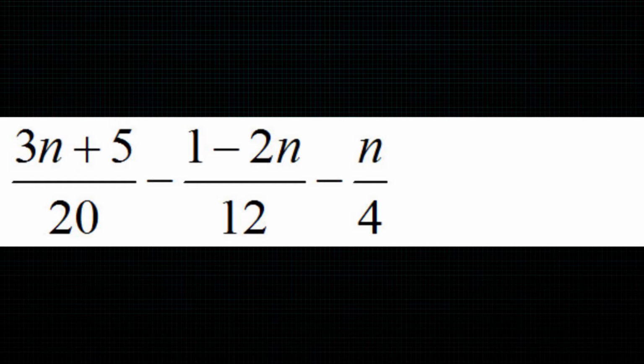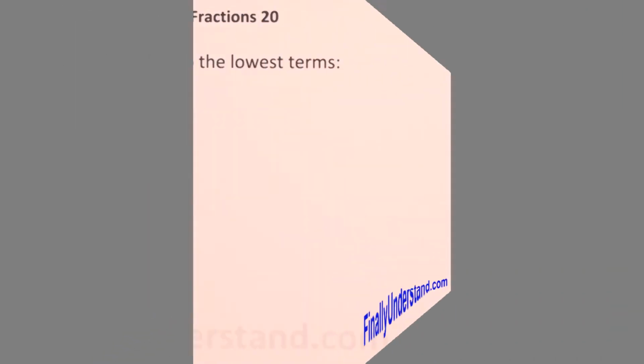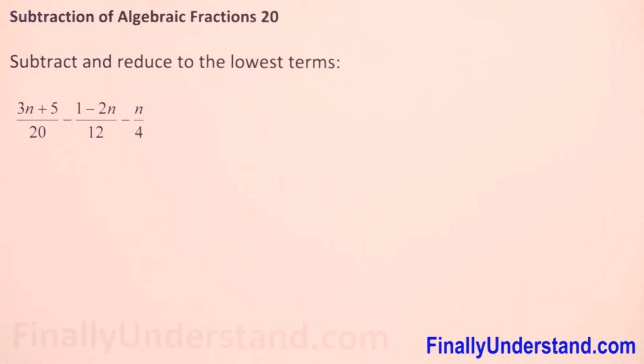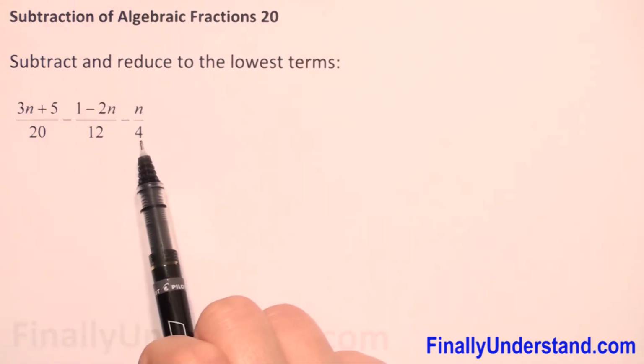We have subtraction of algebraic fractions. How do we do subtraction of algebraic fractions? The same as subtraction of fractions. It means we need to have the same denominator. So let's see what we have here: 20, 12 and 4.